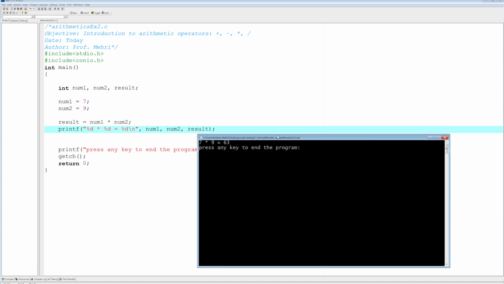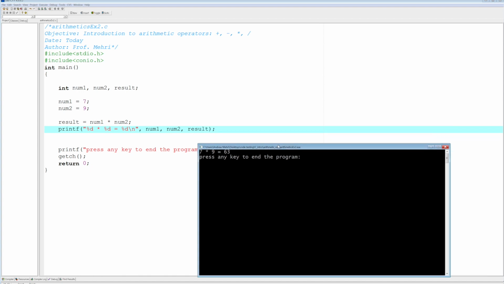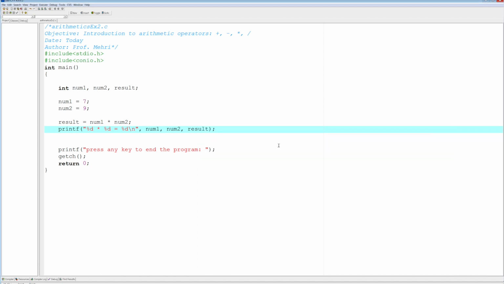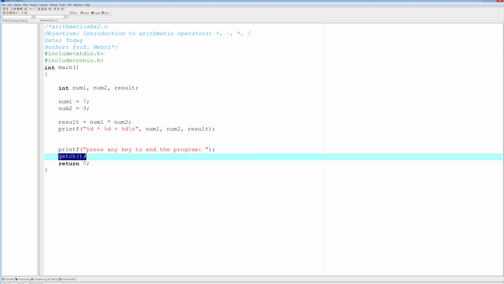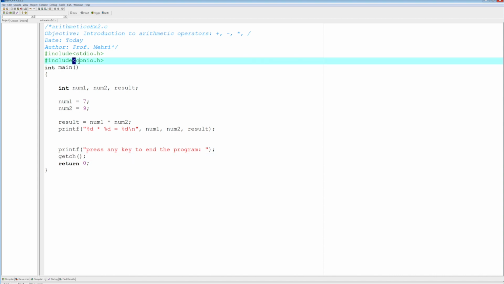All right. So 7 times 9, you get 63. Press any key to continue. And we're good. Right. Our press any key to continue is done with the getch function that is defined in this library file, okay? So I've done this instead of system pause, just in case you're on a different platform.